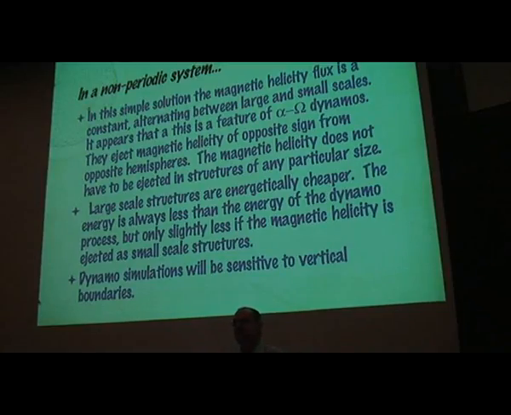Because of the nature of magnetic helicity, it's energetically cheaper to put a certain amount of twistiness into very big structures as opposed to very little structures. But even if you imagine that all the magnetic helicity is being ejected as very little structures, the energy involved to do this is some fraction of the energy that goes into generating the magnetic field. This does tell you, of course, that a dynamo simulation is going to be very sensitive to vertical boundary conditions, because if you set them up so the magnetic helicity can't cross the boundaries, they'll throttle the whole process.